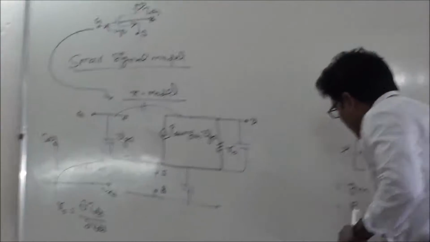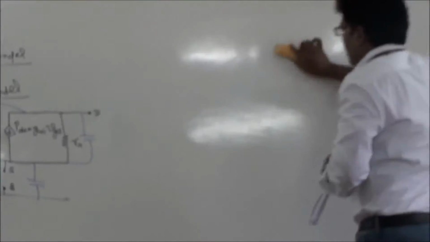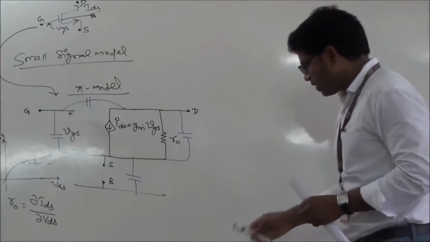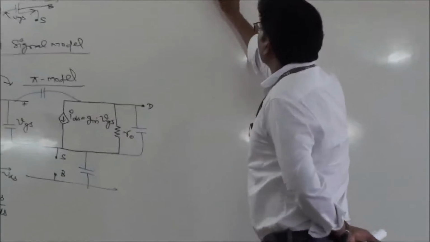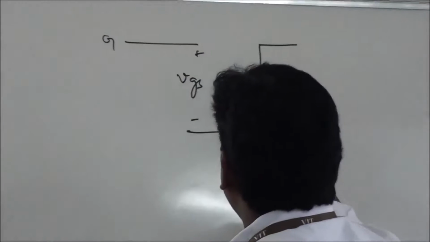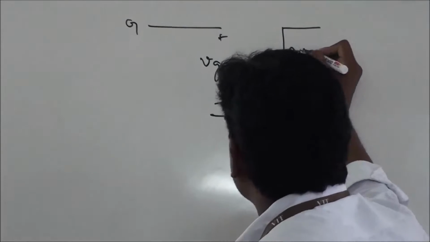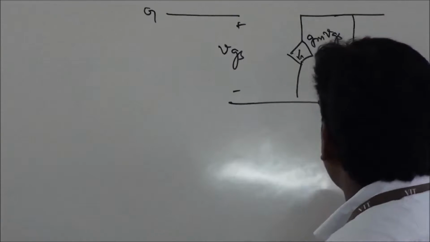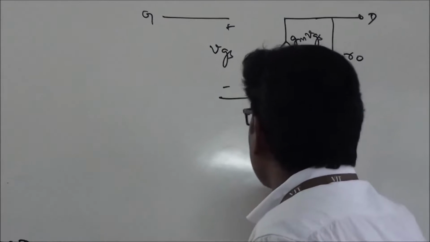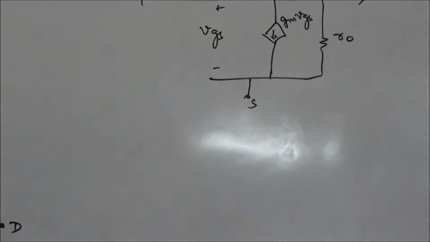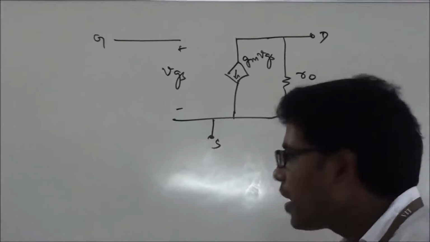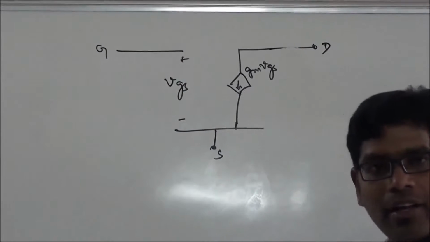You can also have another model derived from this pi model itself. See the same thing. This is my gate. I am giving VGS between these two terminals, and you have a current source, this is GM times VGS, and you have a resistance R0. This is my drain terminal, and this is my source. Fine. Now I would like to make a small modification in this. For the time being, let me neglect the channel length modulation. I will add it at a later date.